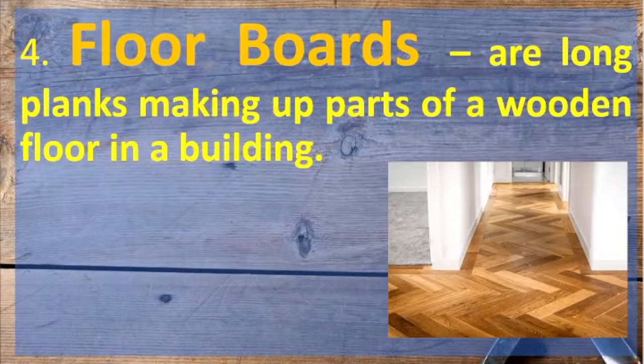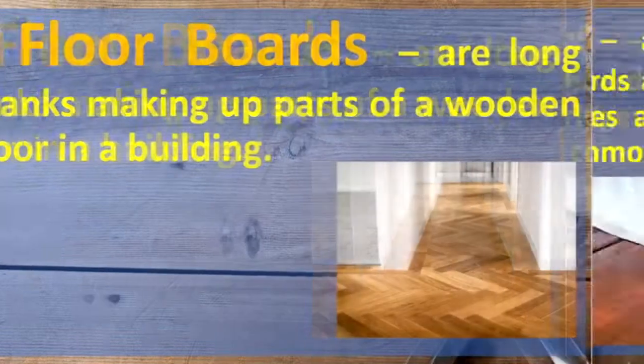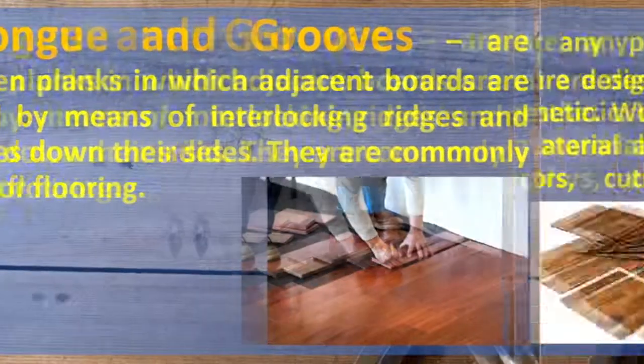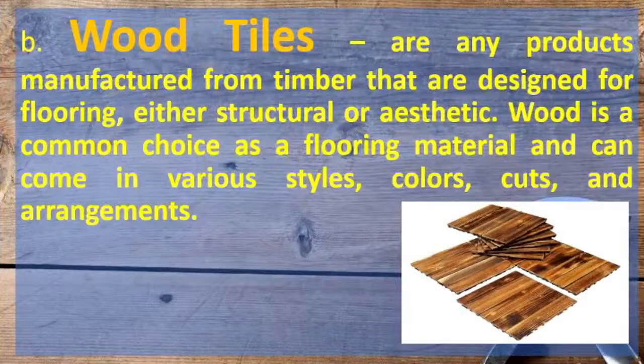Floorboards are long planks making up parts of the wooden floor in a building. Examples: tongue and grooves are wooden planks in which adjacent boards are joined by means of interlocking ridges and grooves down their sides. They are commonly used for flooring. Wood tiles are any products manufactured from timber that are designed for flooring, either structural or aesthetic. Wood is a common choice as a flooring material and can come in various styles, colors, cuts, and arrangements.